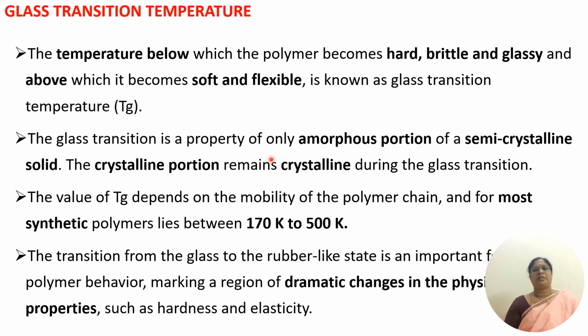So the glass transition temperature is a property of only the amorphous portion of a semicrystalline solid. Usually the crystalline portion remains crystalline during the glass transition. The value of Tg depends on the mobility of the polymer chain, and for most synthetic polymers, the range lies between 170 Kelvin and 500 Kelvin. The transition from the glass to rubber-like state is an important feature of polymer behavior, marking a region of dramatic changes in physical properties such as hardness and elasticity.